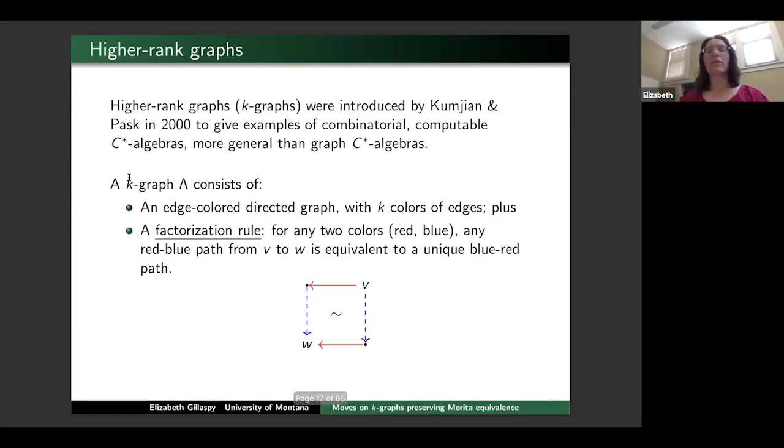And it's not enough to just throw the colors on. You also need to specify a factorization rule or an equivalence relation on the paths in this K-graph. So anytime you've got two different colors, red and blue, for example, and you've got a path from V to W that consists of a blue edge followed by a red edge, then the factorization rule pairs it up with exactly one red edge followed by a blue edge from V to W. These intermediate vertices can be the same, they don't have to be, but we require that the source and the range, the W and the V, stay the same.